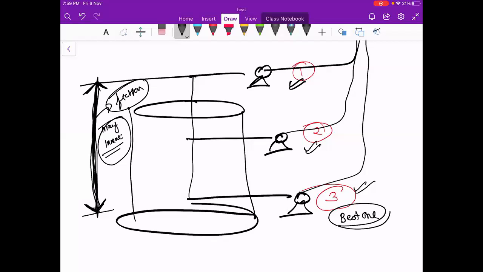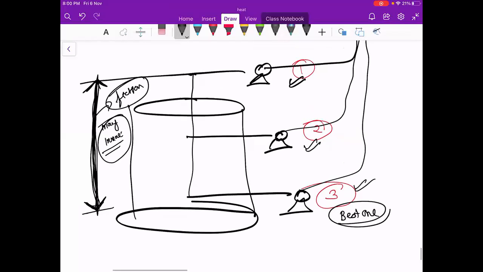So that is why in the first position there are more chances of cavitation, because the fluid has to travel a certain distance, and due to friction the cavitation might occur. But in the third position, the fluid doesn't have to travel any distance, so there are very few chances of cavitation forming. That is also known as priming.